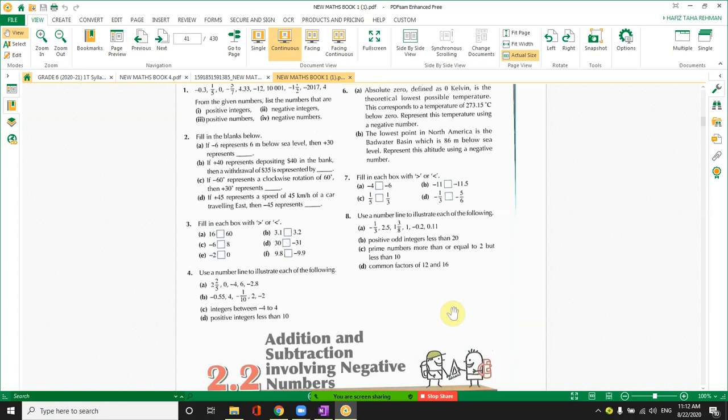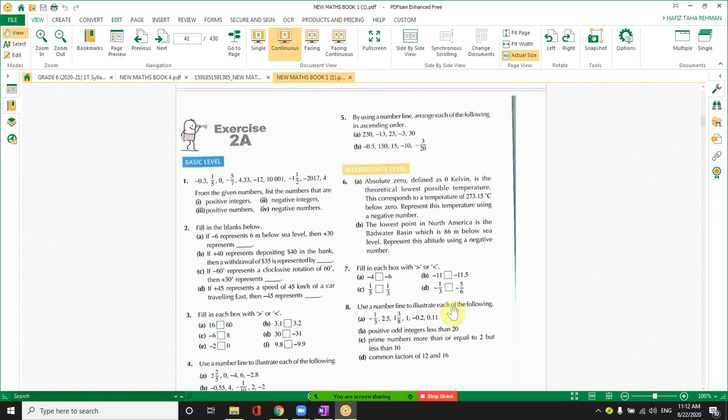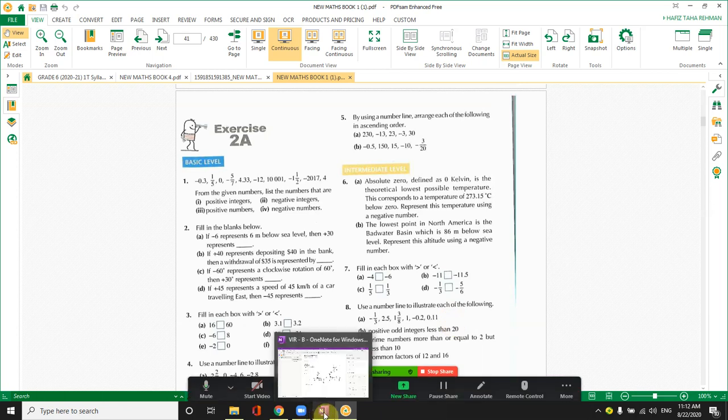Beta, I think we have done question number 4 in the previous class. Now we are moving towards question number 5. By using a number line, arrange each of the following in ascending order. I believe that you must know what ascending order is. Ascending order means you need to arrange the numbers starting from the smallest value. So you need to dictate the question to me so I can write it on the OneNote.